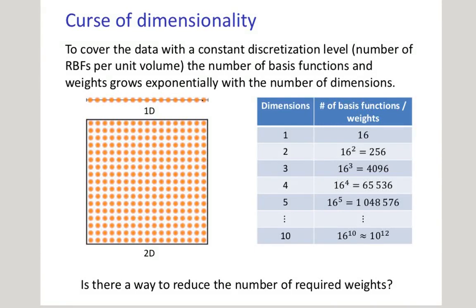So, if we need 16 RBFs in a one-dimensional space to get a good regression, we already need 256, or 16 squared, RBFs in 2 dimensions. Remember, we need 1 weight per basis function. So, for 5 dimensions, we already need to store 1,000,000 weights. Calculating the pseudo-inverse of this 1,000,000 weight sample would take on the order of 16 to the 15 operations. This is clearly not feasible.